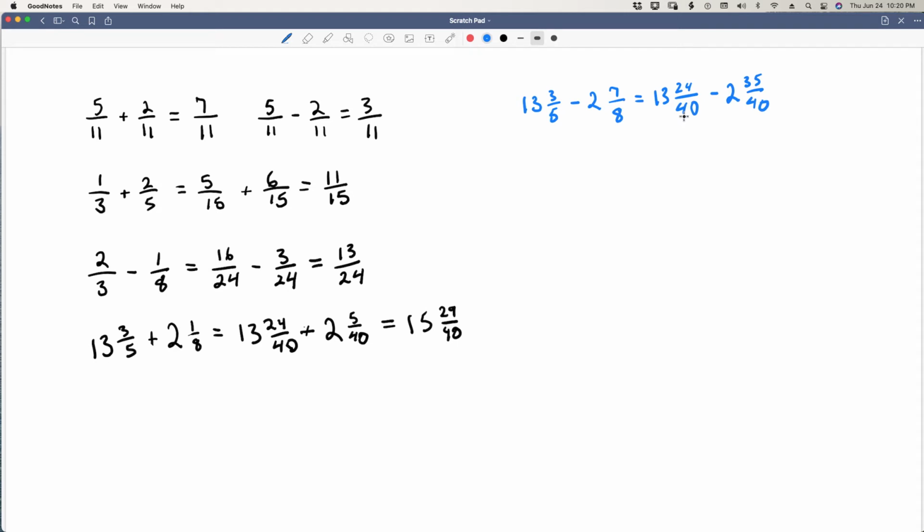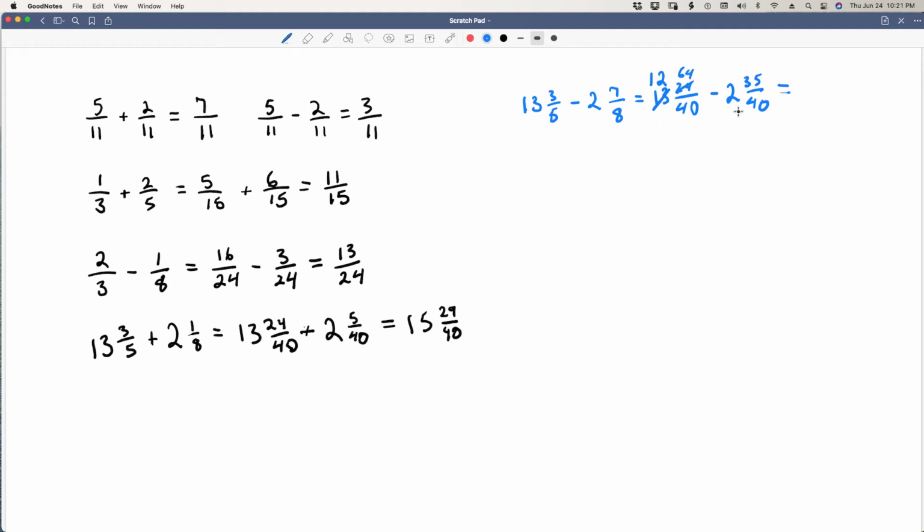The first way is the way that most of you probably know, and that's borrowing. So we would borrow 40. We would take one whole piece from the 13 and break it into 40 pieces and add it back. So we would take this down to 12. We would add 40 pieces here, and we would bring this up to 64. Okay, that is the first way.